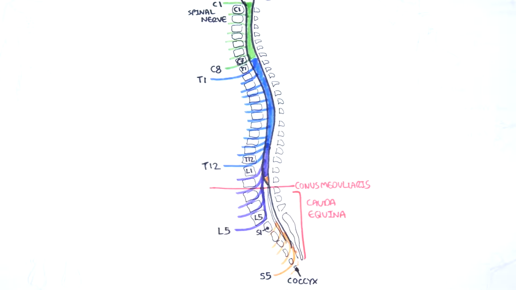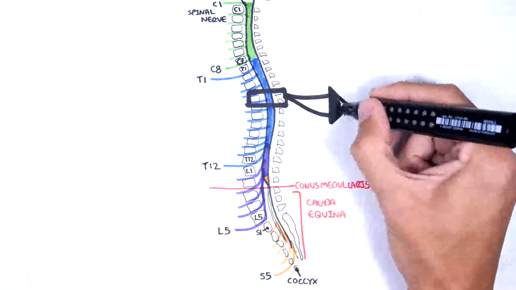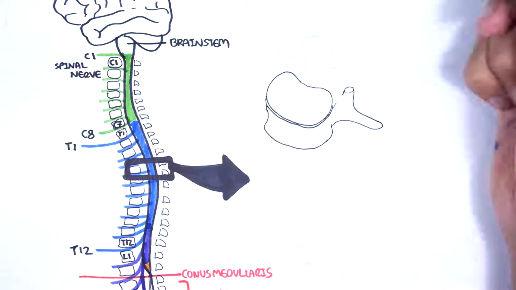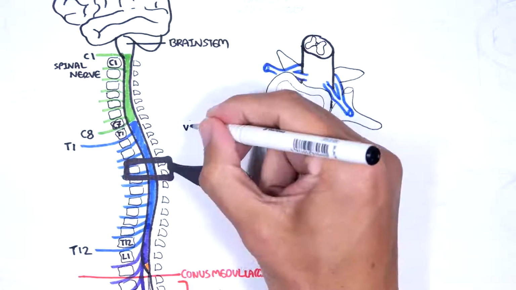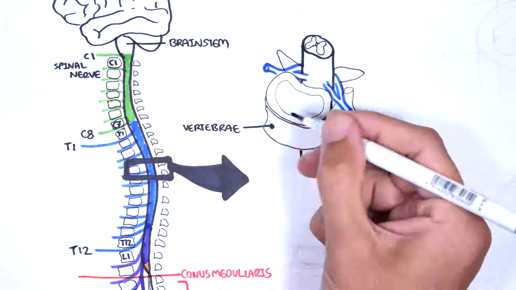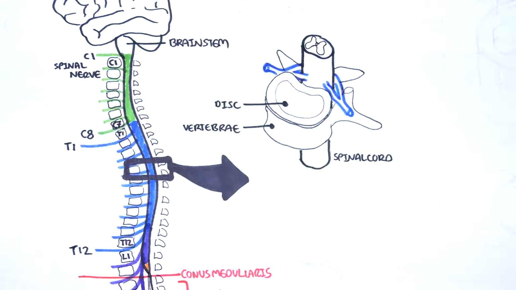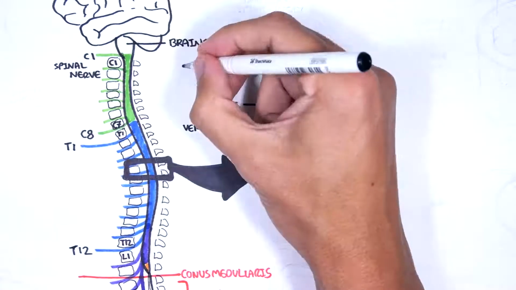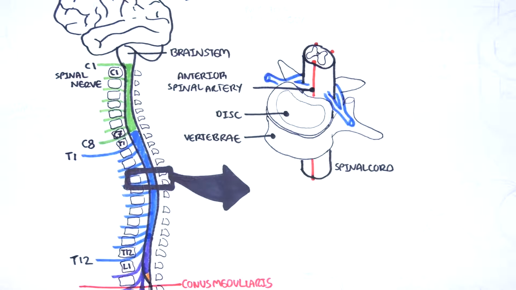Looking closely at the spinal cord now and the vertebrae, in more detail, we're looking at the thoracic vertebrae as an example. The spinal cord goes through the spinal canal of the vertebra. The vertebral disc sits in between the vertebrae. The spinal cord have thoracic spinal nerves coming out, here represented in blue. The spinal cord have the anterior spinal artery and 2 posterior spinal arteries supplying it.